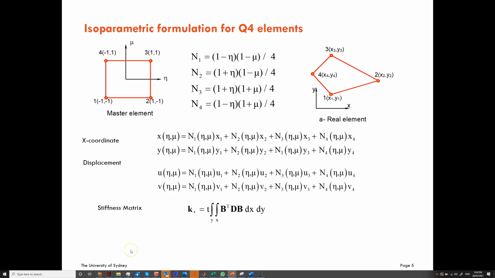So the stiffness matrix is what we need to calculate. This is, for example, for plane elasticity. So this is the thickness of the plate. And then we need to calculate this integral over this quadrilateral. So in the isoparametric formulations, we do a change of coordinates from these Cartesian coordinates to this intrinsic coordinate system. So the coordinate transformation will convert this integral into this integral. Here everything depends on eta and mu. The integration is going to happen not in the real element, but in the master element.